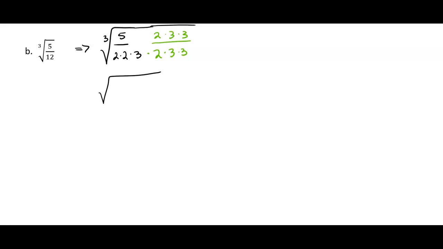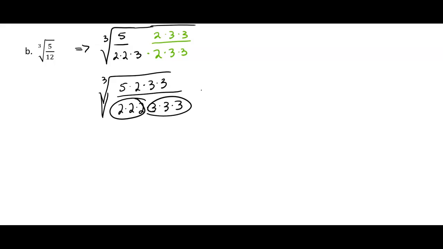So I get the cubed root. I guess I should make that a little longer. In the numerator, I have 5 times 2 times 3 times 3. I don't know what that is, but I'll figure it out in a minute. Now in the denominator, I've got the 3 2s, and then I've got 3 3s. So now I'm going to be able to take a 2 out, and I'm going to be able to take a 3 out. So I'm going to simplify this now as the cubed root of, okay, it's going to be 90, because 5 times 2 is 10, and then 3 times 3 is 9, so 9 times 10 is 90.